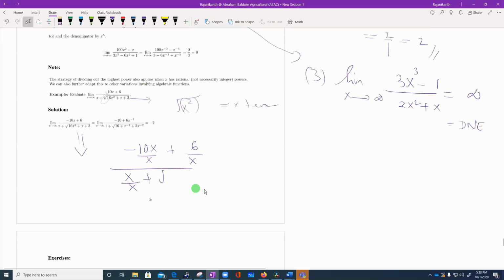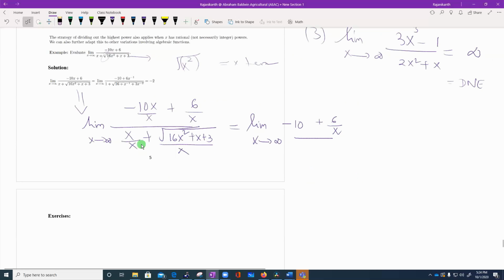Okay. So now I'm going to divide this entire square root by x. This is happening actually. So now if you simplify, you have the limit as x goes to infinity. Of course, this is going to be negative 10, and this is 6 over x. Okay. Here you will get 1.